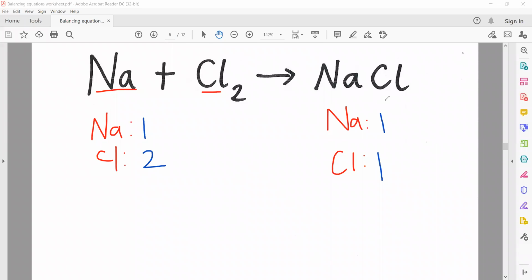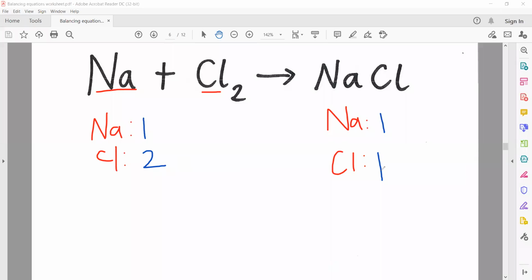So we're continuing with our balancing equations worksheet from last time, and we've got this equation in front of us. So sodium plus chlorine equals sodium chloride. All we're really doing is writing down the number of atoms on the left-hand side and the number of atoms on the right-hand side. We can see that we've got an equal number of sodium, but the number of chlorine atoms is imbalanced. There's no balance there. We've got more on the left-hand side than on the right-hand side.